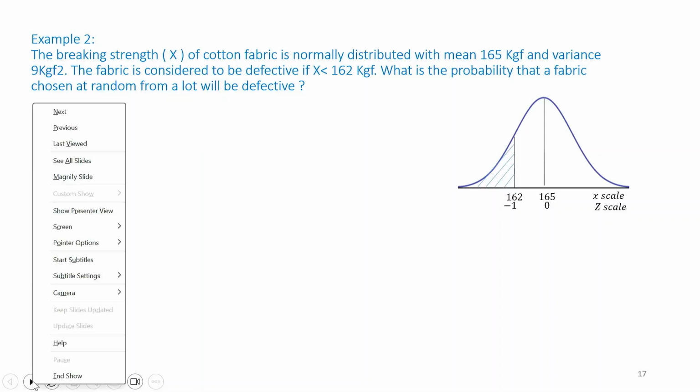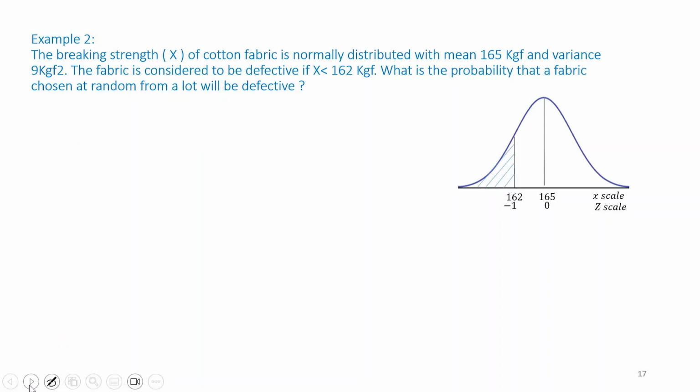One more example. The breaking strength of a cotton fabric is normally distributed with mean 165 kg force and variance 9 kg force square. The fabric is considered to be defective if X is less than 162 kg force. What is the probability that a fabric chosen at random from a lot will be defective?